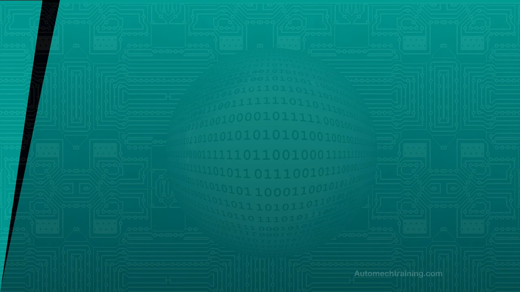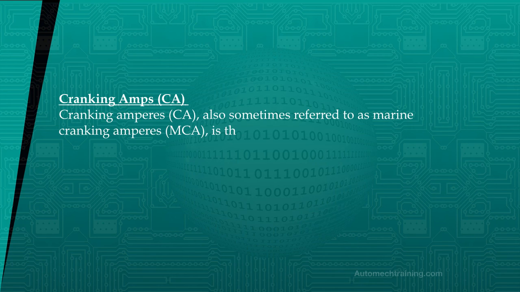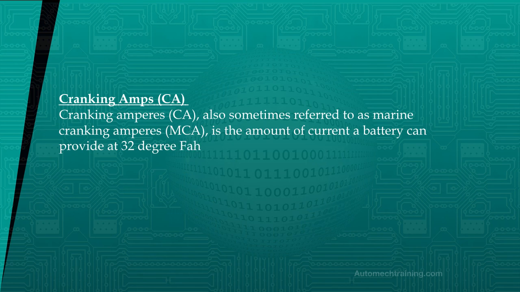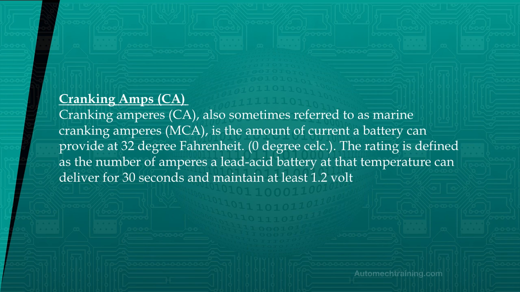Cranking amps, CA. Cranking amperes, CA, also sometimes referred to as marine cranking amperes, MCA, is the amount of current a battery can provide at 32°F, 0°C. The rating is defined as the number of amperes a lead-acid battery at that temperature can deliver for 30 seconds and maintain at least 1.2 volts per cell, 7.2 volts for a 12-volt battery.